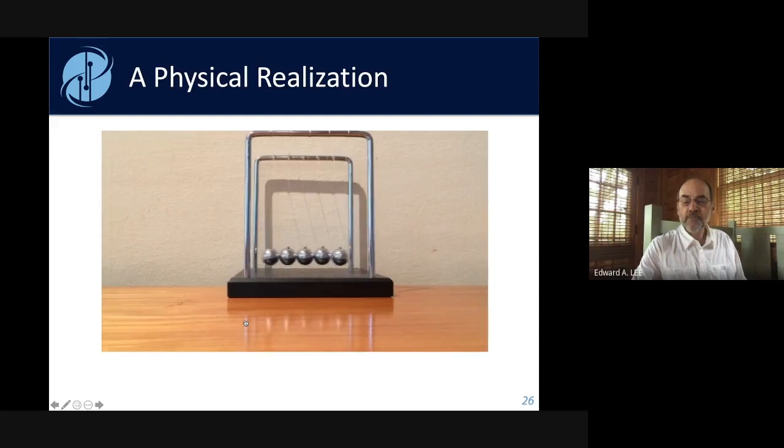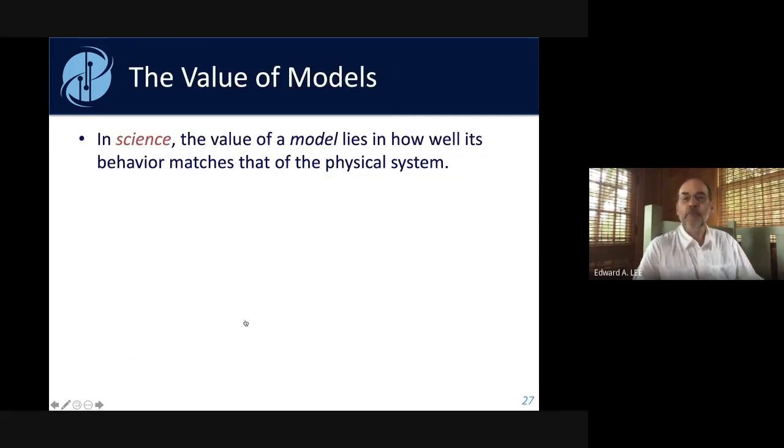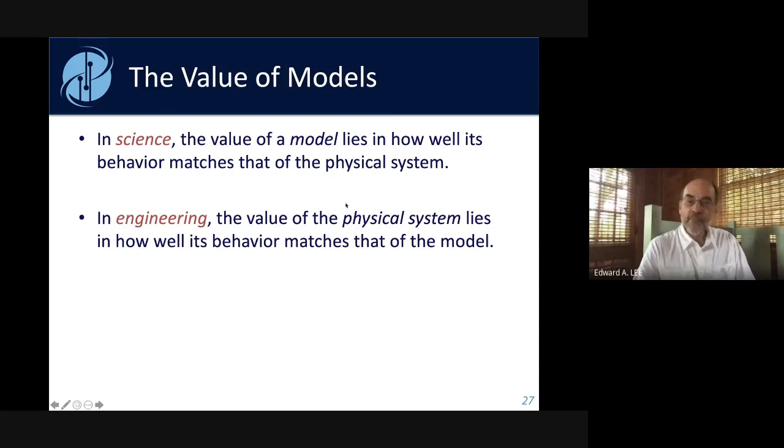Now, the question is, which is at fault? The model or the realization? And that really depends on what your purpose is for the model. So the distinction that I realized after so many years is that in science, the value of a model lies in how well its behavior matches that of a physical system. But in engineering, the value of a physical system lies in how well its behavior matches that of a model. The goal of an engineer is to create a physical system that behaves like a model. And that's a different use of modeling. So these two uses of models are almost mirror images of one another.